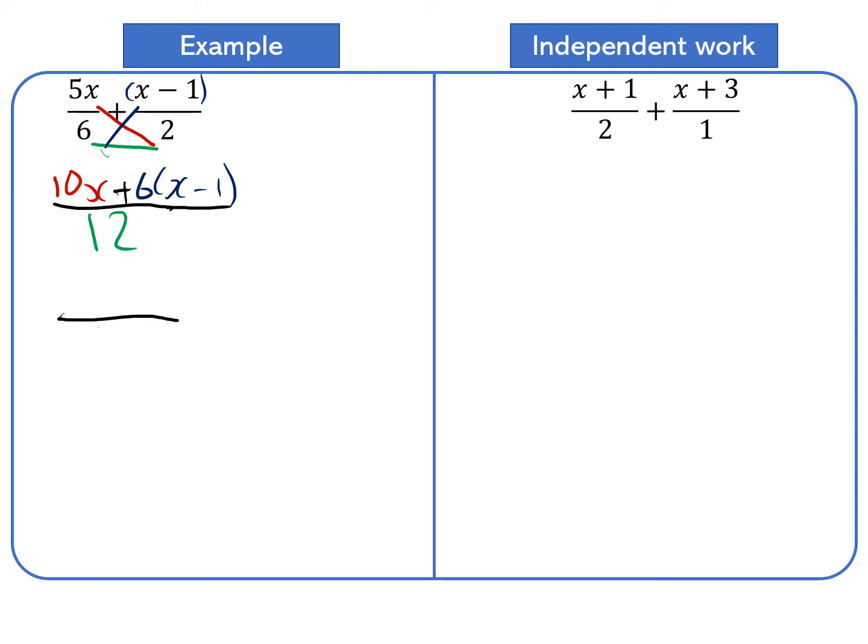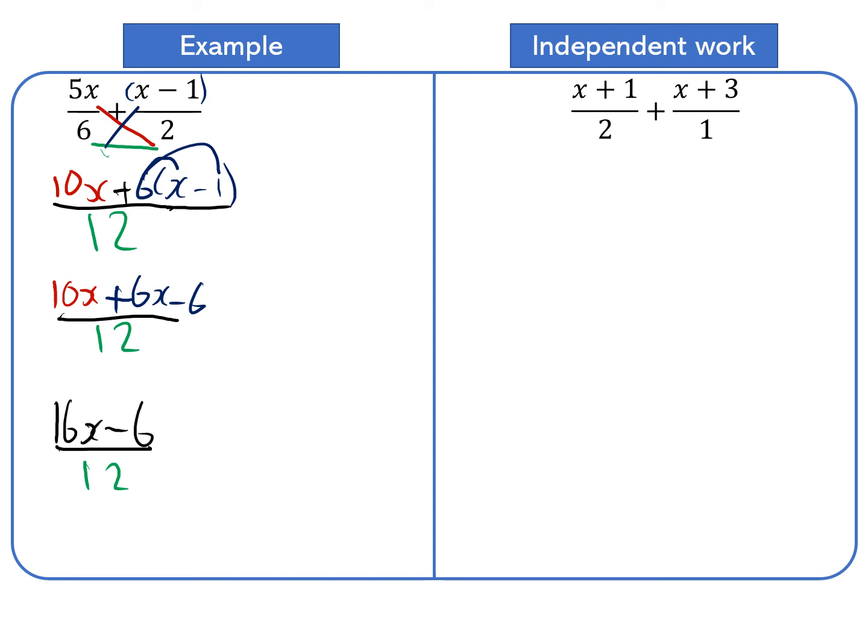We've got 12. I've got that 10x still. Then we've got 6 times x is 6x. 6 times 1 is 6. That's a negative because positive and a negative, and this first one was a positive. And can I collect together like terms? Yes. I've got 6x add 10x is 16x.